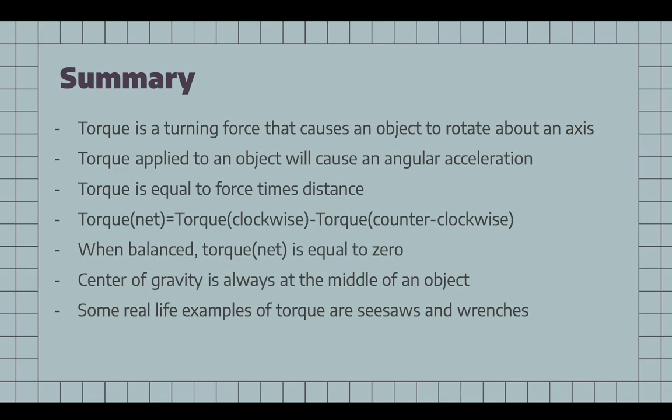Center of gravity is always at the middle of the object, meaning when calculating the distance of an object that uses force of gravity and torque, you need to make sure the distance is only up to half of the full distance. Some real-life examples of torque are seesaws and wrenches.